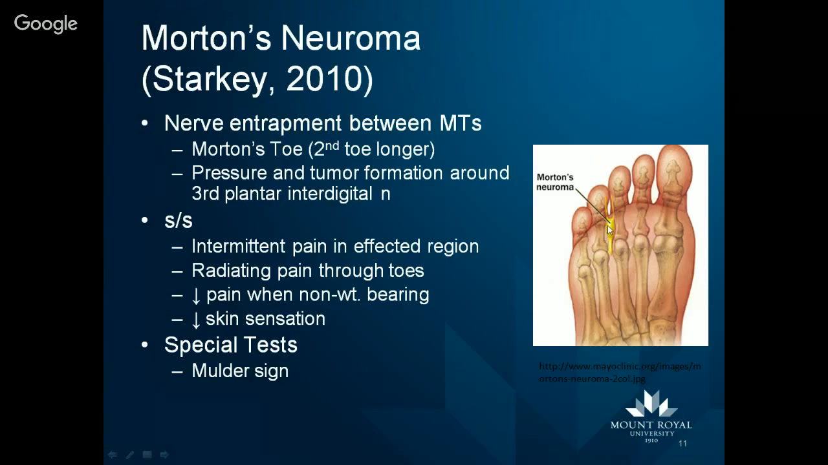So here's an example. Signs and symptoms of Morton's Neuroma include intermittent pain in the region, radiating pain through the toes, decreased pain when not weight bearing, that increases with weight bearing, and changes in skin sensation in the area that is innervated by the nerve that's entrapped. A special test that you can use to confirm Morton's Neuroma is called Mulder's sign.